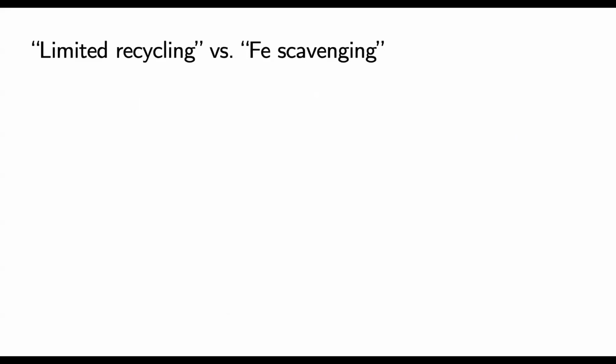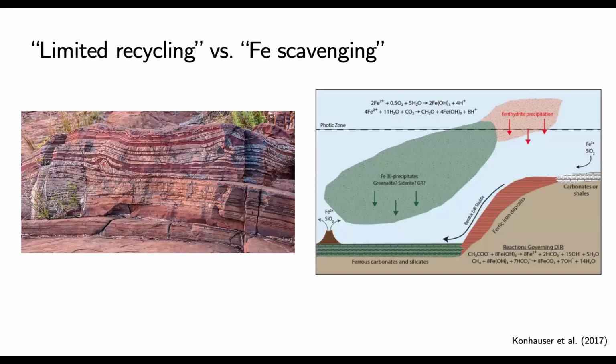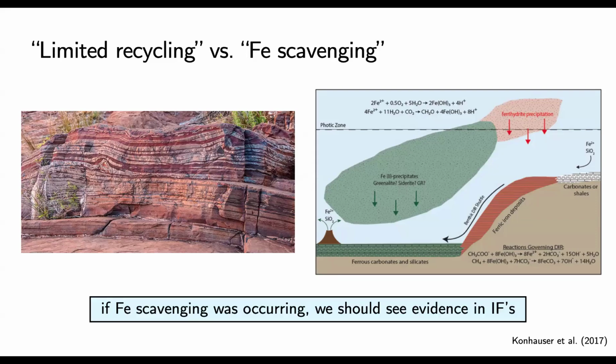And I'm going to start mainly focusing on the settings where you'd really expect iron scavenging to show up, which are iron formations, right? If we had any of this occurring anywhere, we would expect that these super iron-rich deposits would show evidence stoichiometrically of phosphorus delivery to sediments with the iron. And there's a bunch of data we can use to test this in different ways.